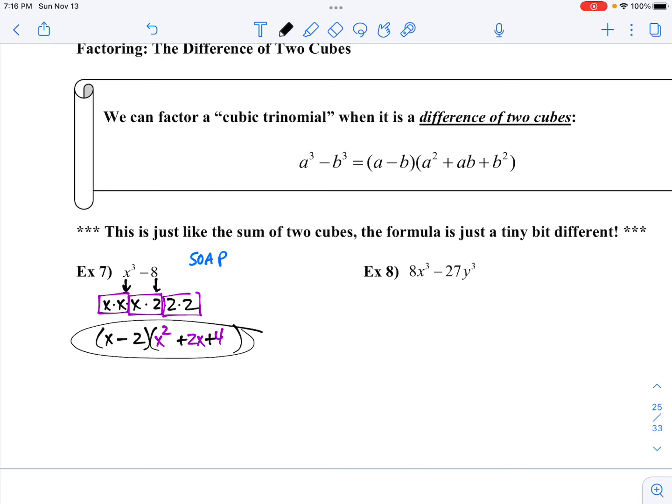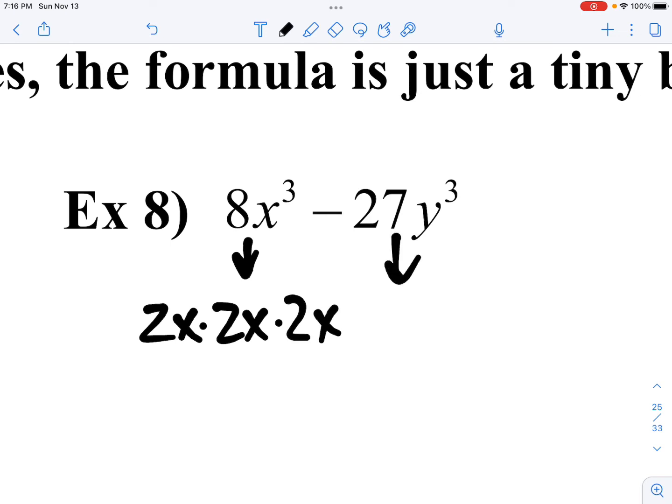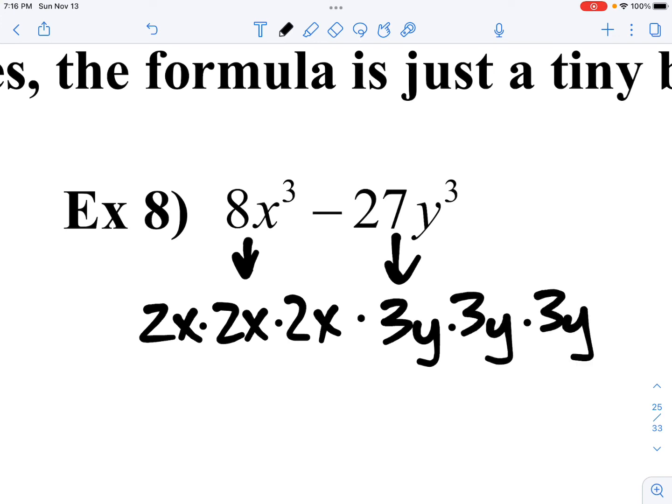How about we uncube this stuff? When I uncube 8 and X to the third, I get 2X and 2X and 2X. When I uncube 27, do you know what that number is? 3 times 3 times 3 is 27, and there's a y there, so I'm going to put 3y and 3y and 3y. So you probably know where I got the 2. The 8 turns into a 2, but the x cubed turns into an x. Next, I have to deal with this whole thing. 27 turns into 3, and there's a y there, so y, y, y.